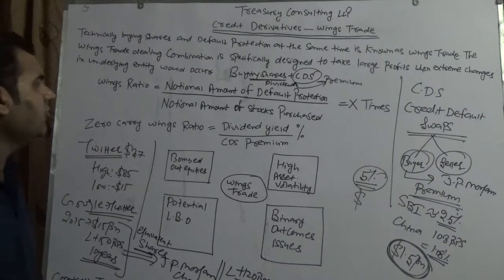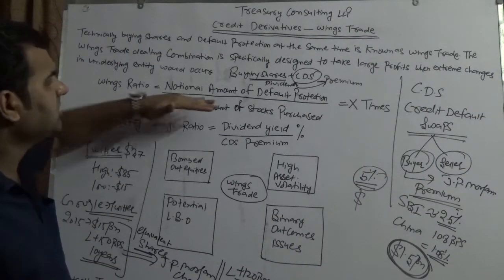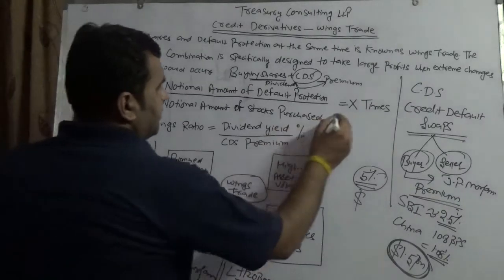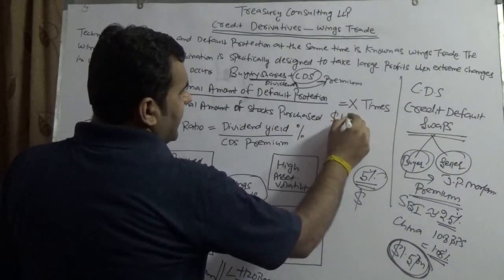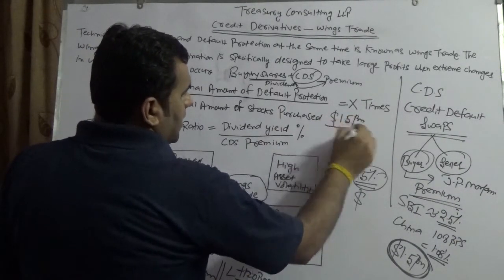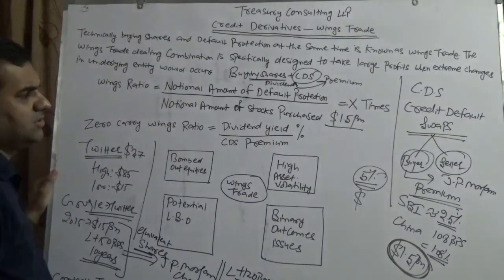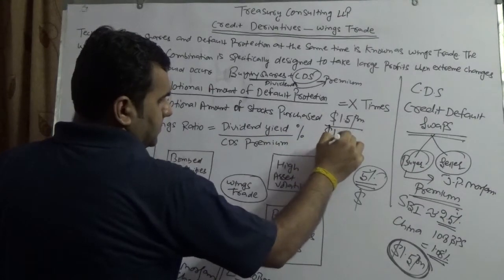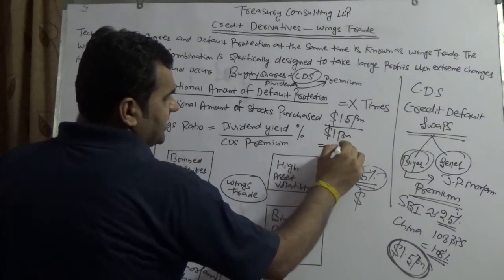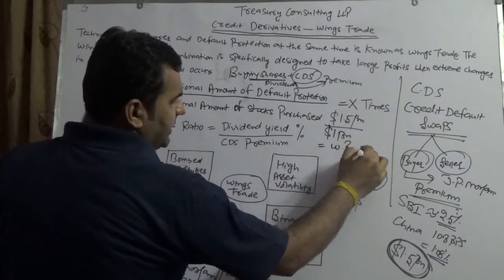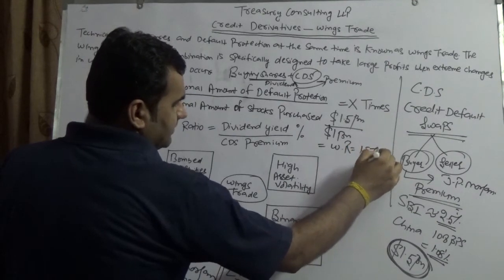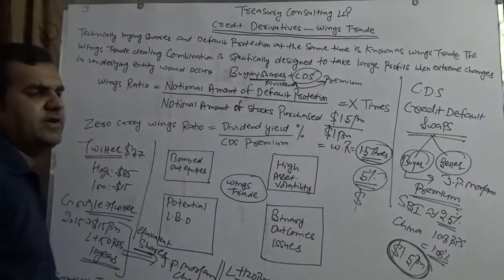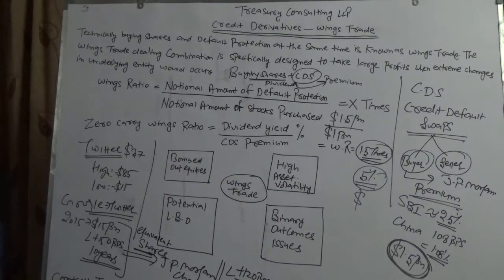So what would happen? You will create a wings ratio. Notional amount of default protection, assuming it is 1.5 billion. Amount of stock purchase, you purchase a stock of say $1 billion. So this wings ratio, shortly known as WR, is 1.5 times. It means with every share I bought, I bought 1.5 times of the CDS.